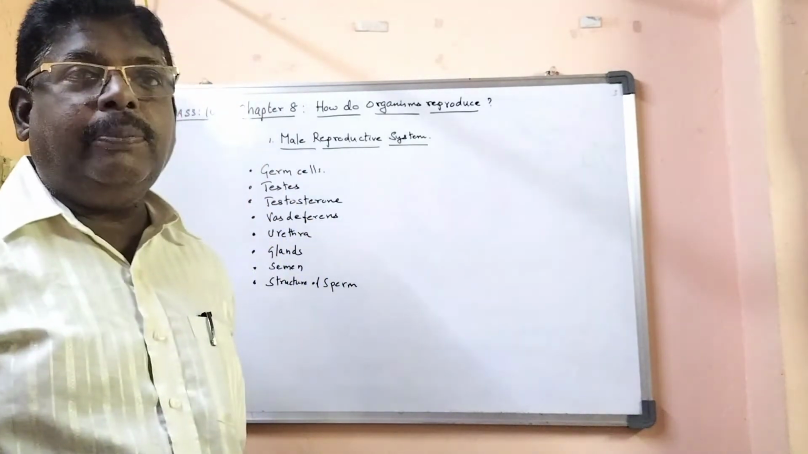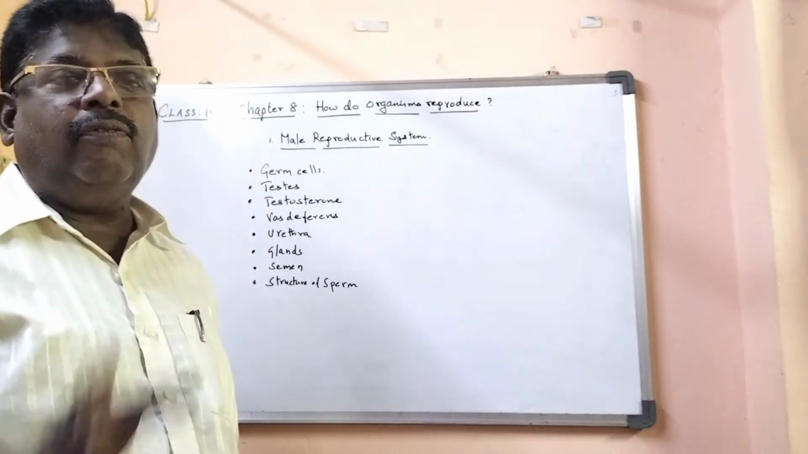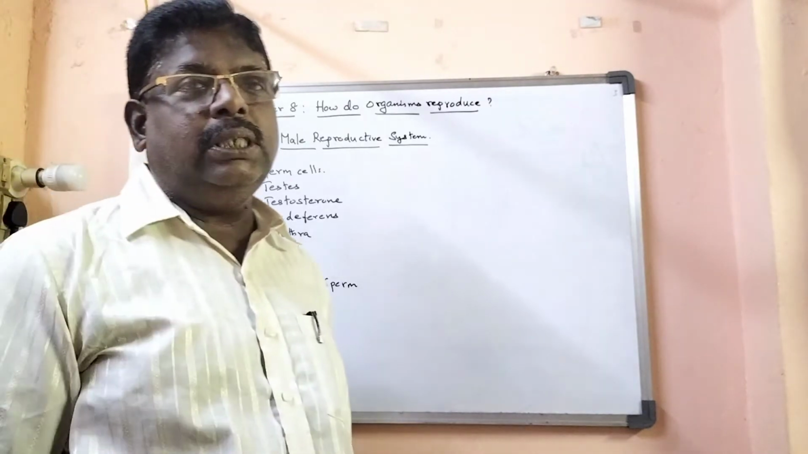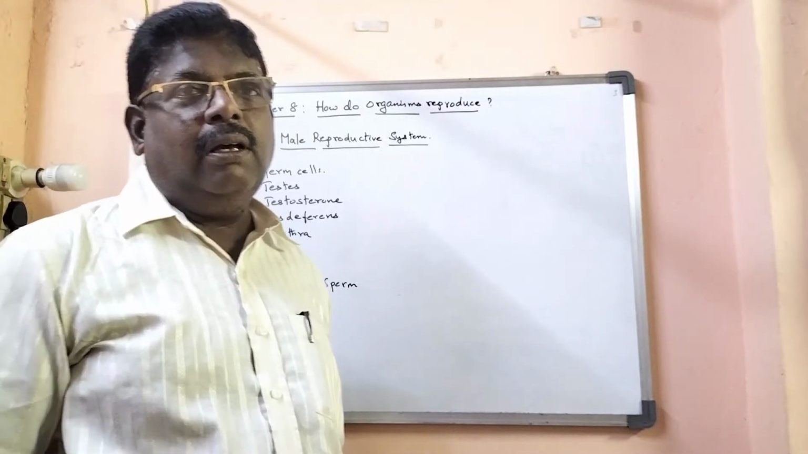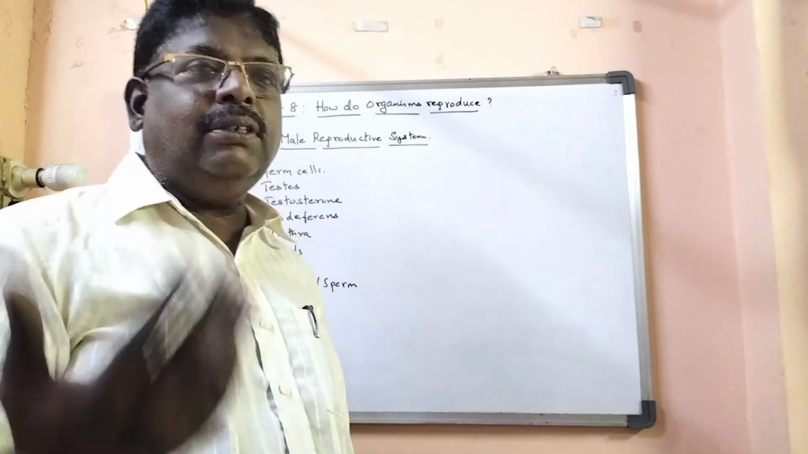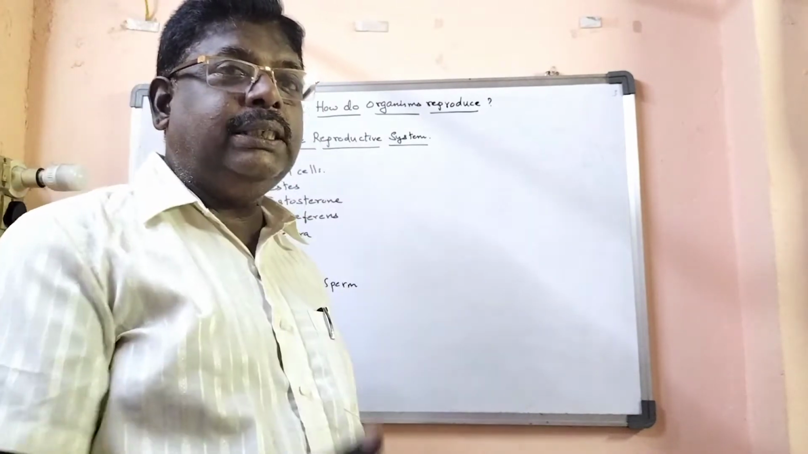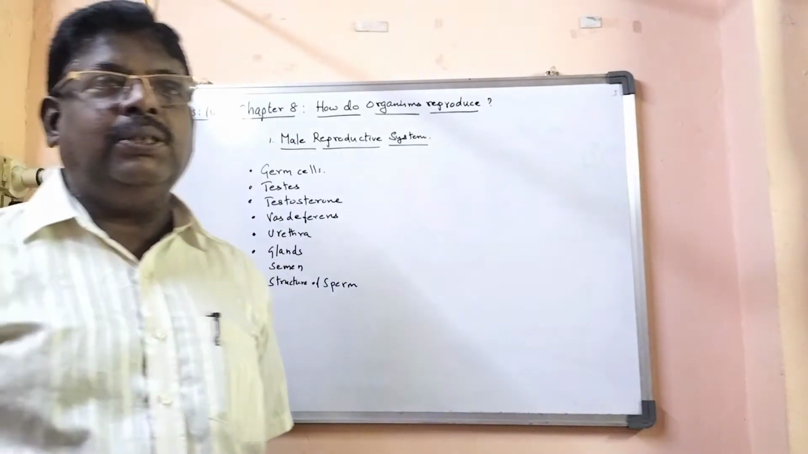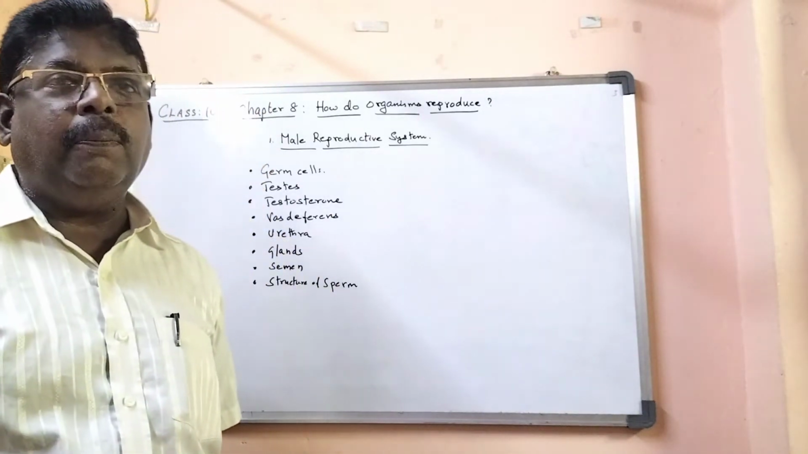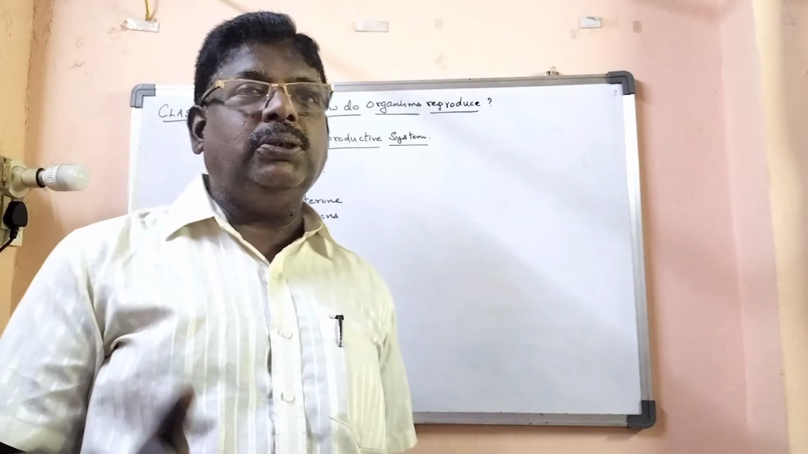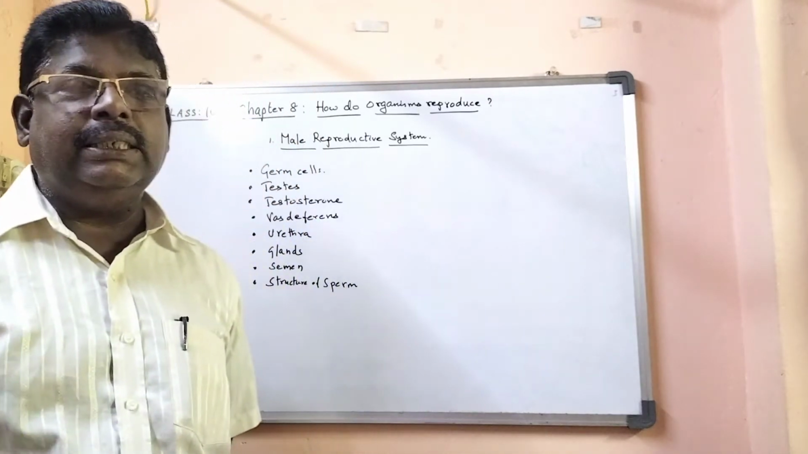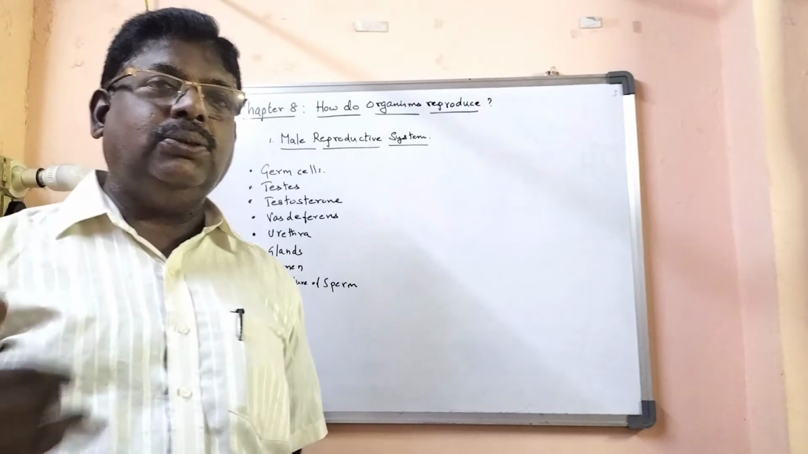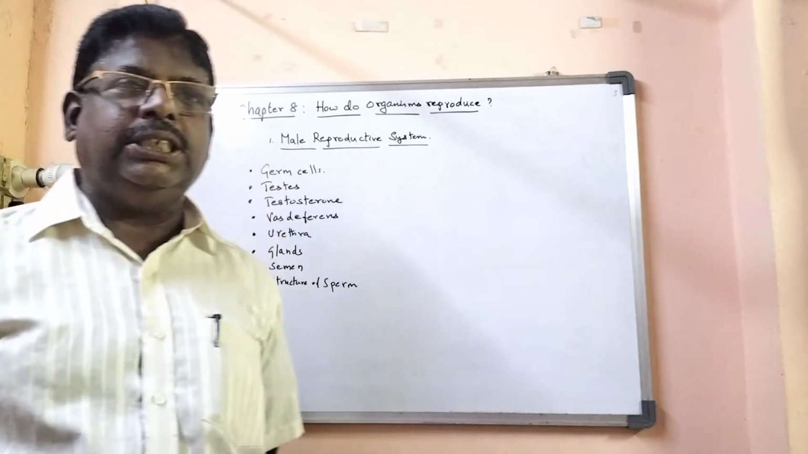Actually, the male reproductive system consists of two portions: the portion that produces the germ cells and the portion that delivers the germ cells to the site of fertilization. First one, the portion that helps in producing the germ cells, and the second one, the portion that helps in delivering the germ cells to the site of fertilization.